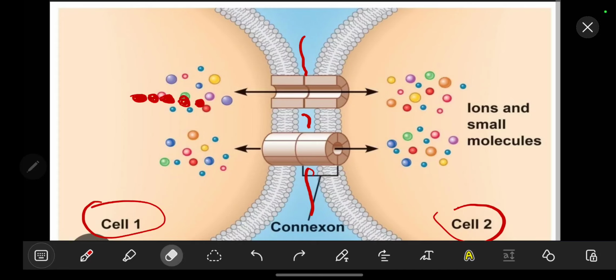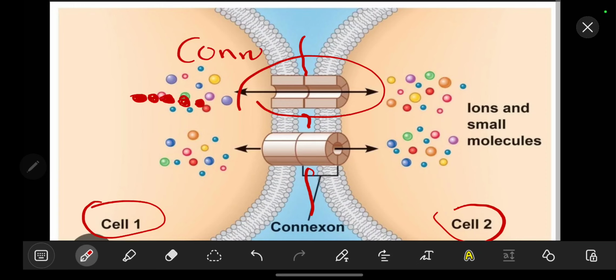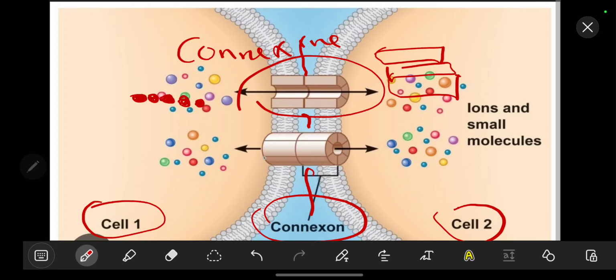Gap junctions are made of proteins. As you can see, these are proteins which we are going to be calling connexins. A connexin is just one protein like that. Then when they bundle up together, they are going to be called a connexon. So a connexon is this whole thing. This is a bundle that is made up of a protein which we are going to call the connexin, which when they come together, will form what we are going to call the connexon.